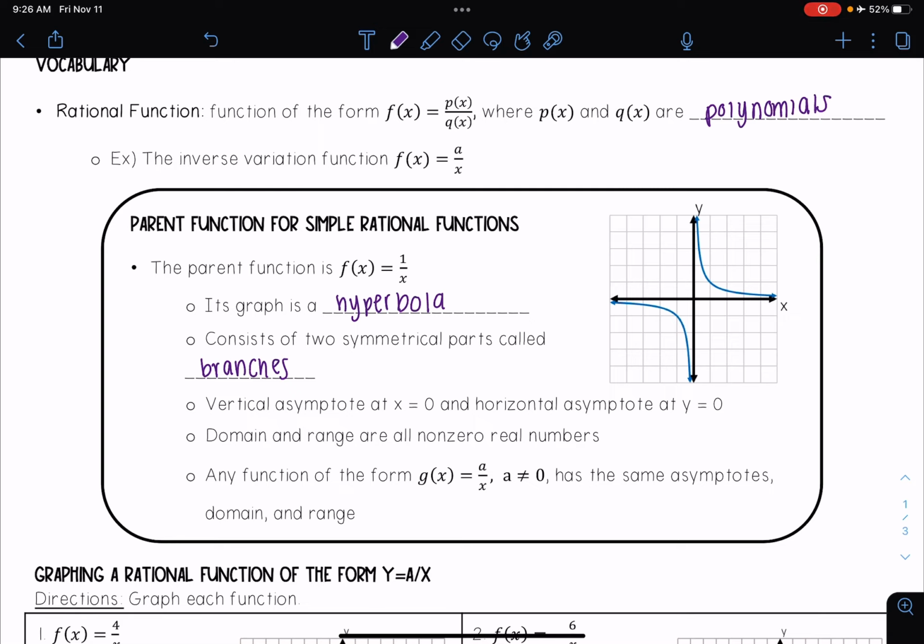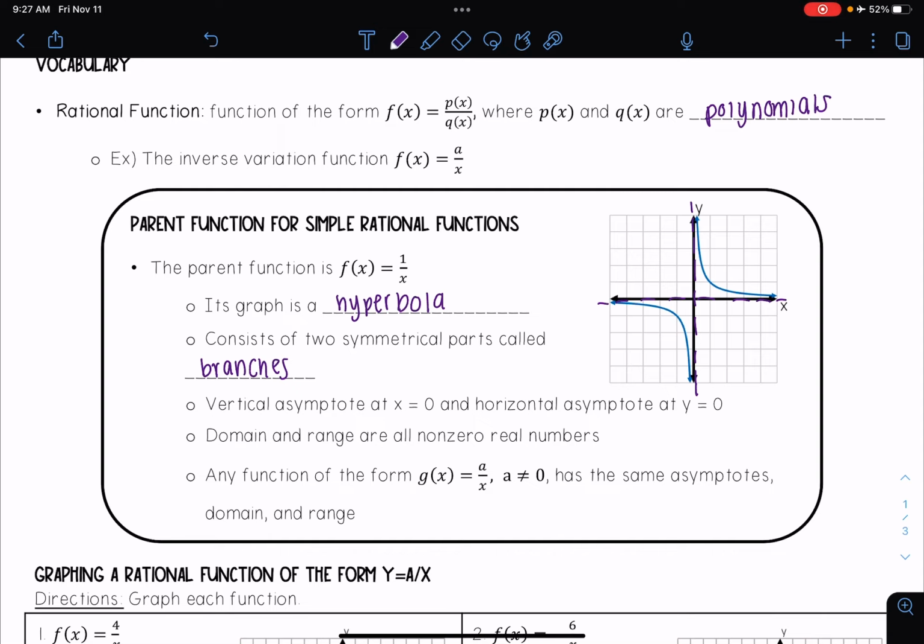And we see here that we have a vertical asymptote at x equals 0 and a horizontal asymptote at y equals 0. Looking at the graph, that means at x equals 0, both of the branches approach it, but they do not touch it. Same with y equals 0. Both branches approach it, but they do not touch it. That's what we mean by asymptote.